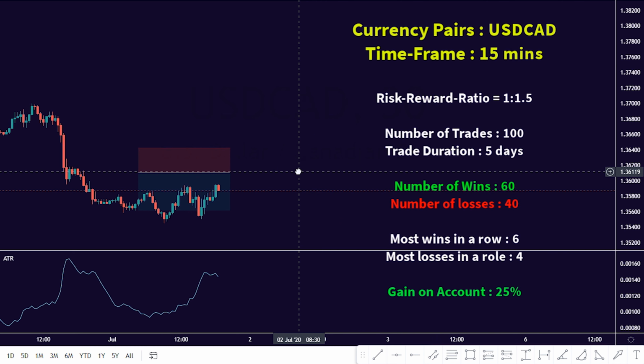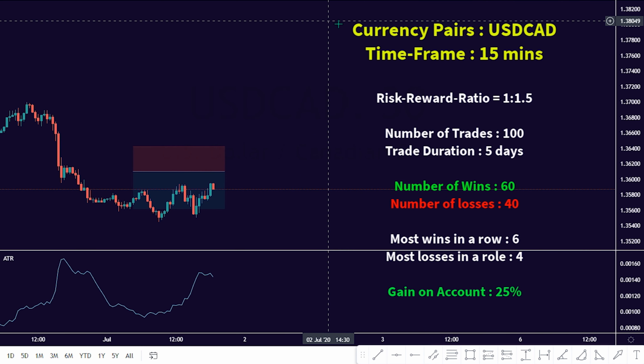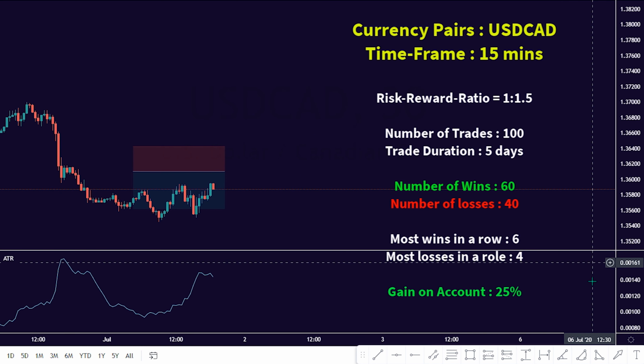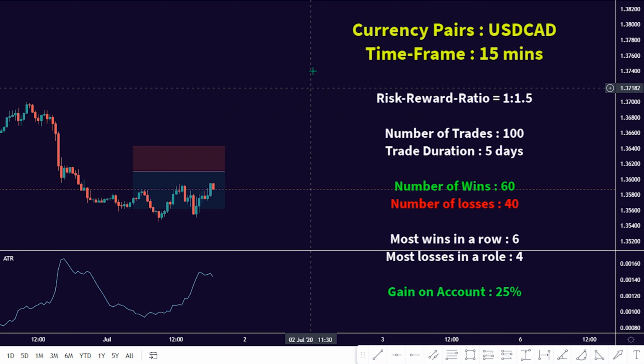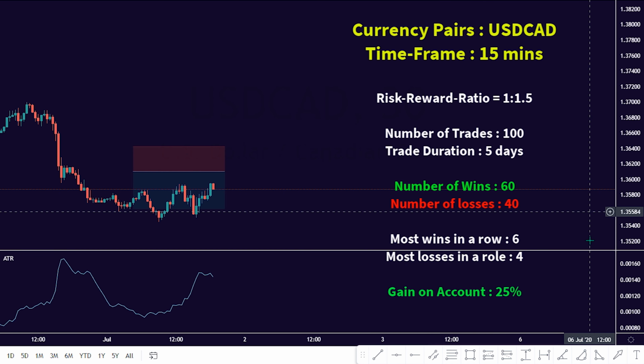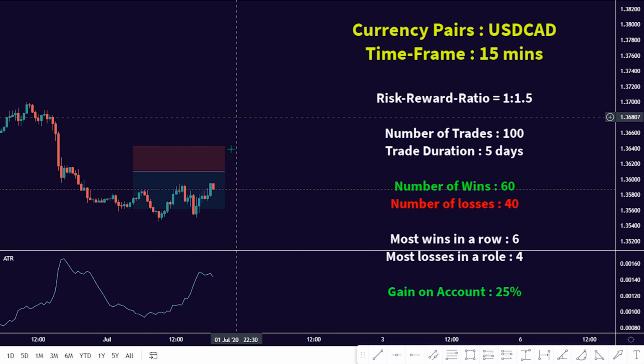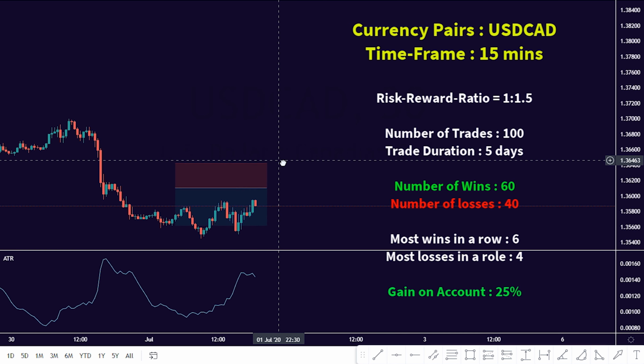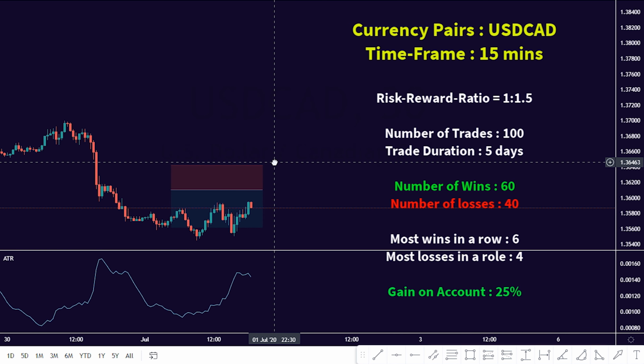Here's the result I got after I back-tested this trading concept 100 times on the 15-minute time frame of the USD Canadian dollars. I implemented the 1 to 1.5 ratio. That was on 100 trades for 5 days.